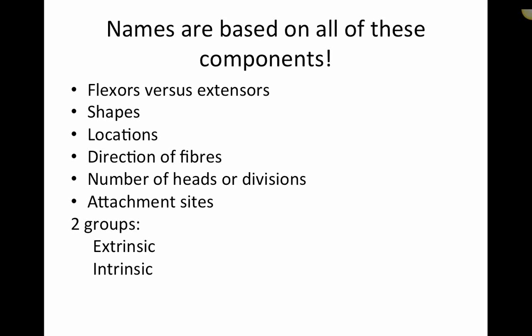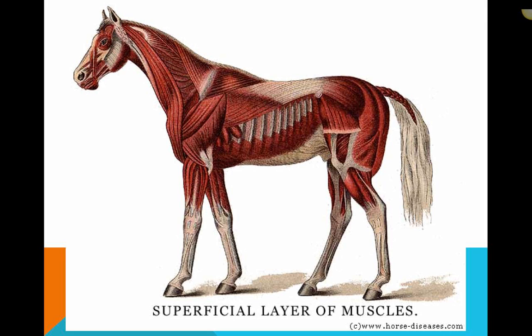And then the number of heads or divisions. So the term cephal, C-E-P-H-A-L, refers to head. From that is derived the term ceps. So if we think about biceps brachii, we're noting that it has 2 heads. Triceps has 3 heads. Quadriceps has 4 heads. And that's our horse muscle. That is good to know.